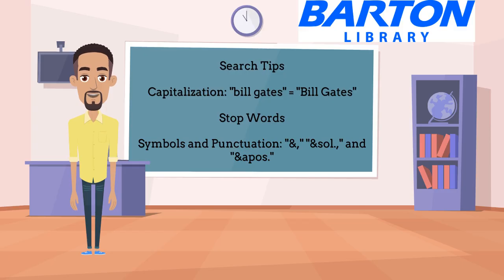Most symbols and punctuation are ignored by search engines. However, a few are generally recognized. These include an ampersand with a SOL period, which means slash, and an ampersand with a POS period, which means an apostrophe. Use periods when you are searching for initials. Use apostrophes when your search terms include contractions or names that have an apostrophe.